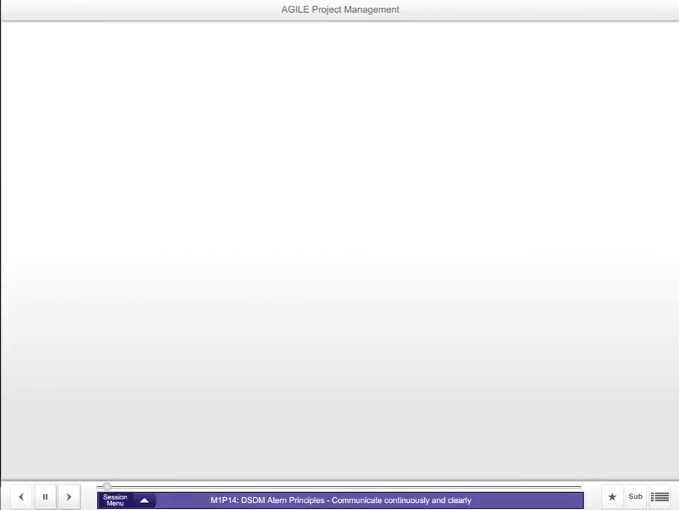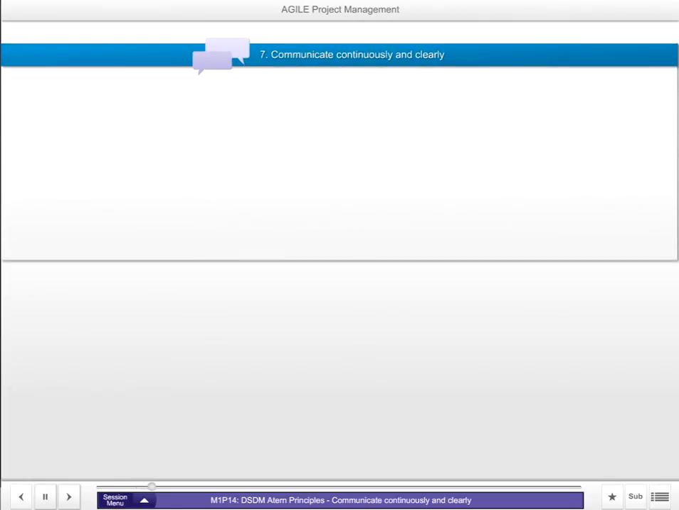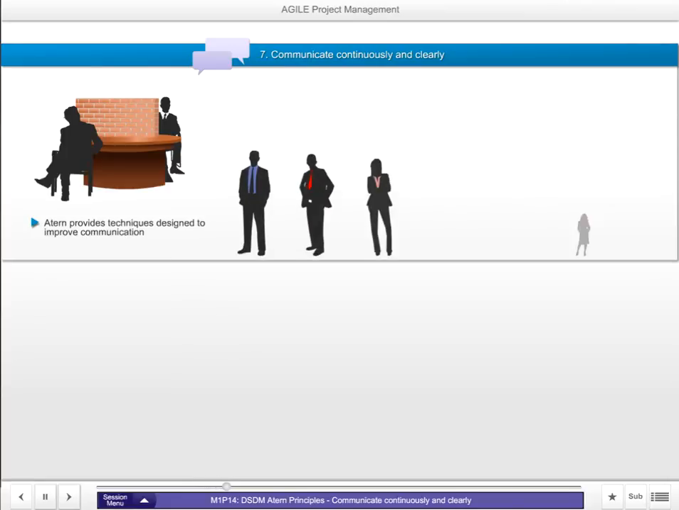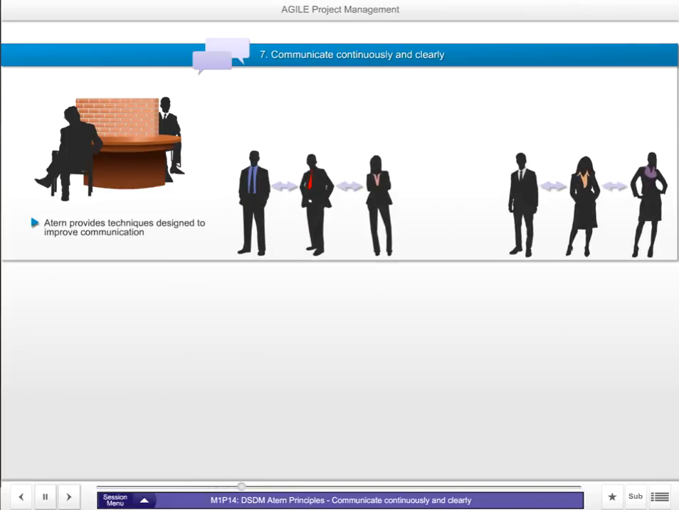Principle number 7 stresses the importance of communication in a project. Communicate continuously and clearly. Poor communication is a very common cause of failure in projects. ATERN provides techniques that are specifically designed to improve communications within teams, between teams, and between the project and the outside world.